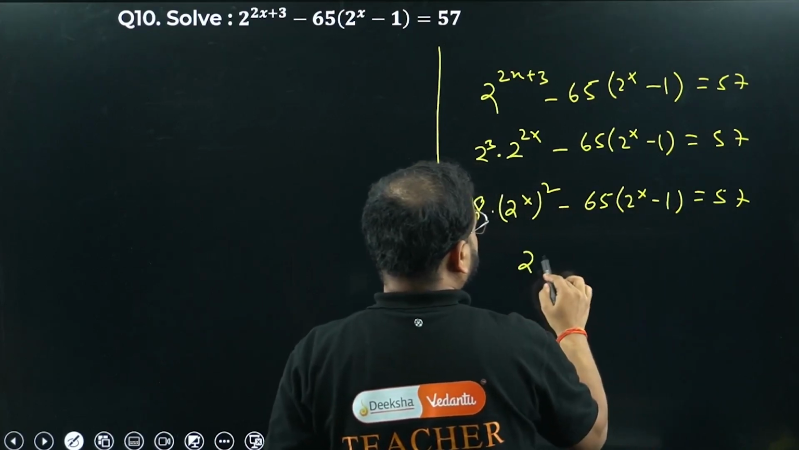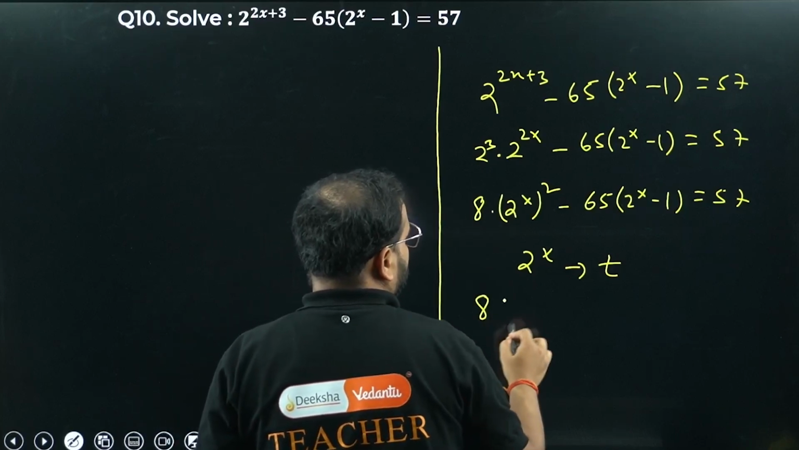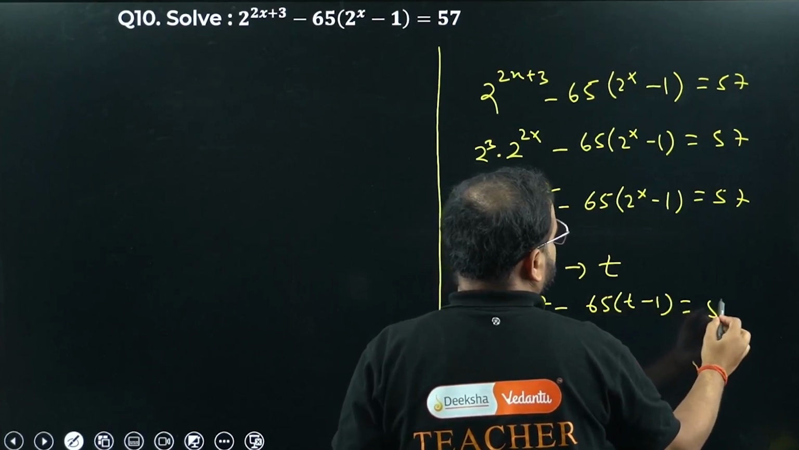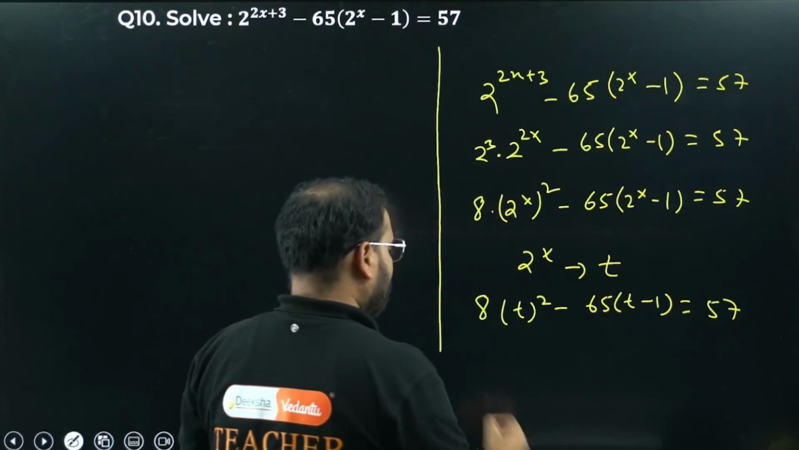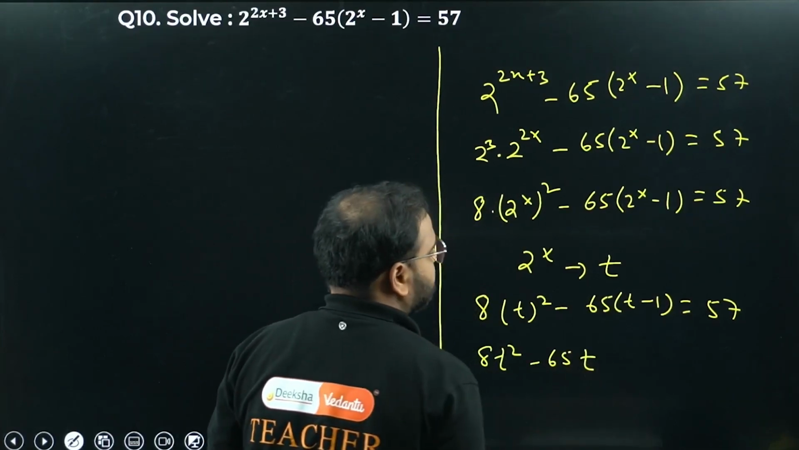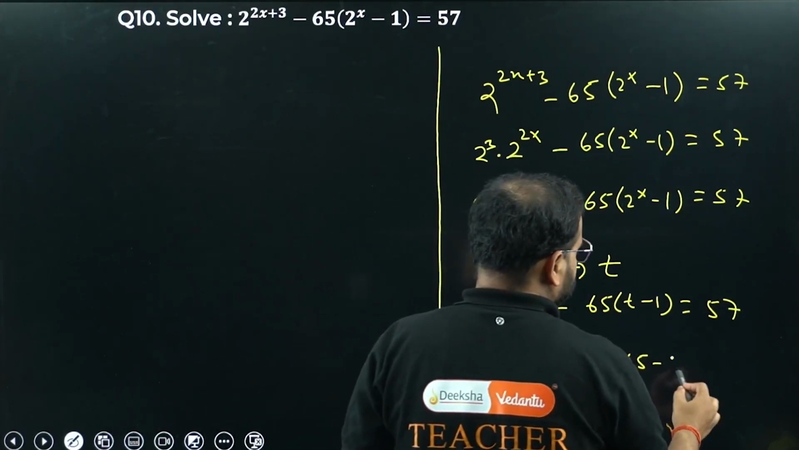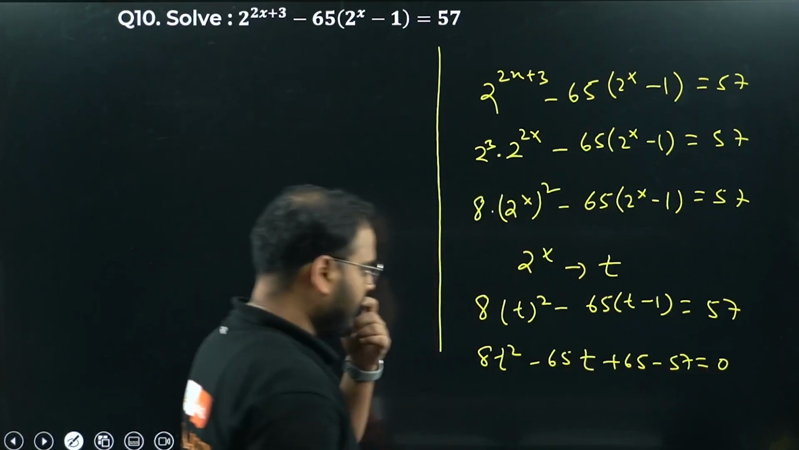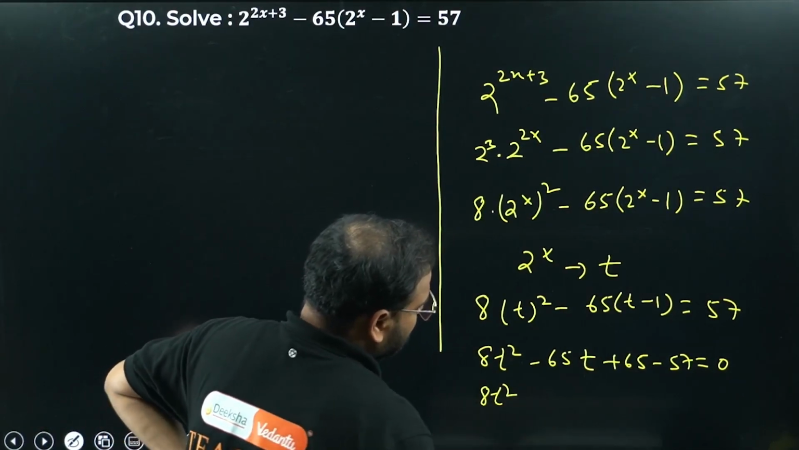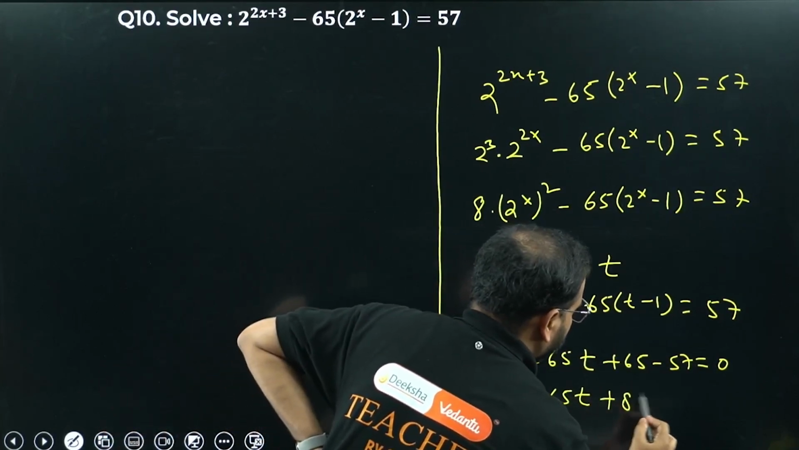Now take 2 power x equals t. Take this as t. So look, 8t square minus 65 times t minus 1 equals 57. Expand now. 8t square minus 65t plus 65 minus 57 equals 0. Right? 8t square, how much is going to be? Minus 65t and plus 8 equals 0.